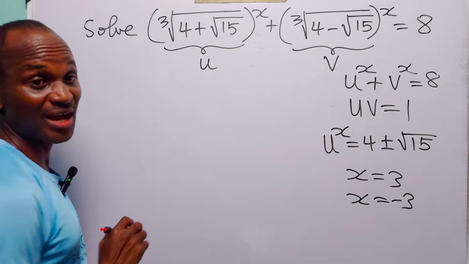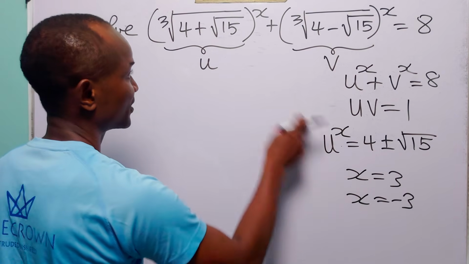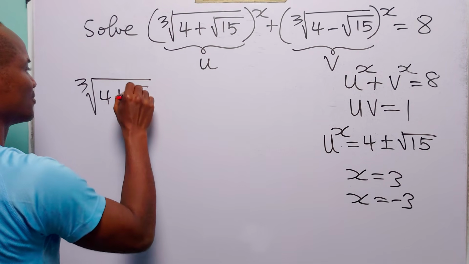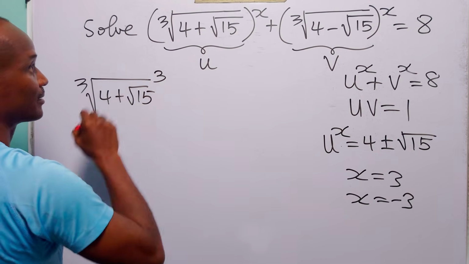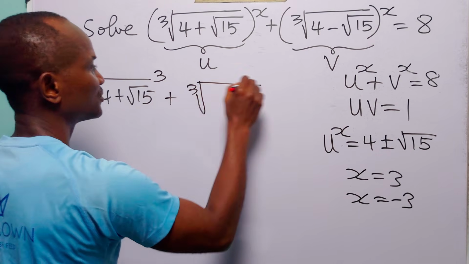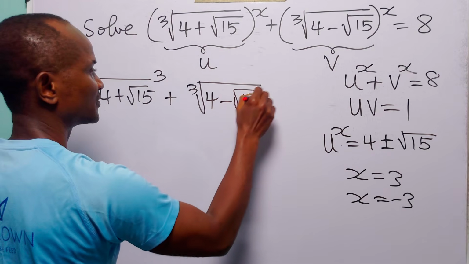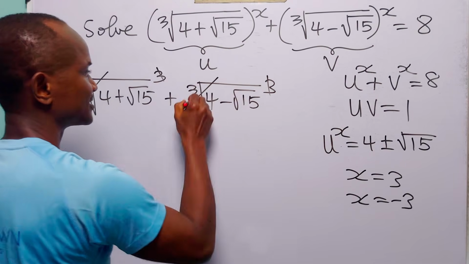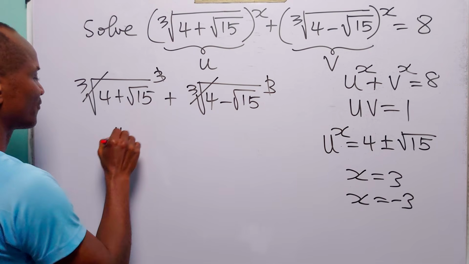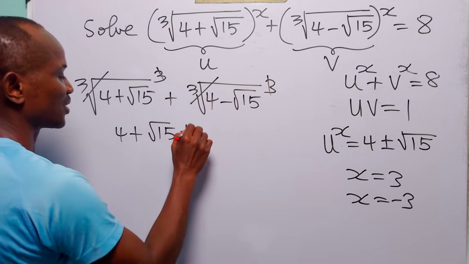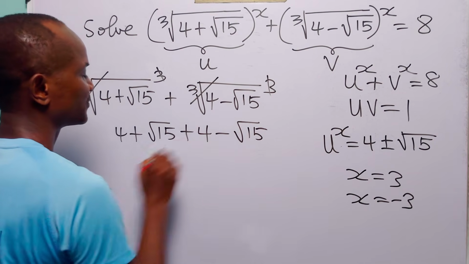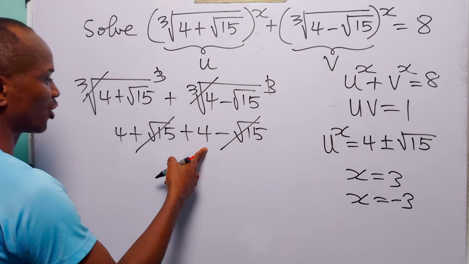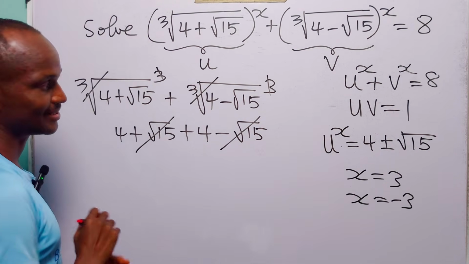Now let us check these two values of x. When x is equal to 3, then we have the cube root of 4 plus root 15 to the power 3 plus the cube root of 4 minus root 15 to the power 3. Of course, you know that this is going to take care of that, and this is going to take care of that, leaving us with 4 plus root 15 plus 4 minus root 15, plus root 15 minus root 15 is equal to 0, and 4 plus 4 is equal to 8.